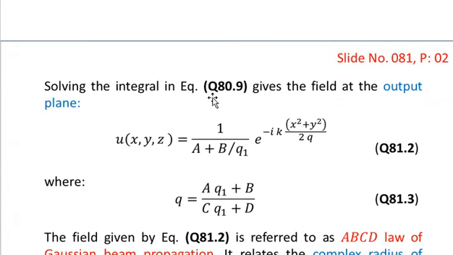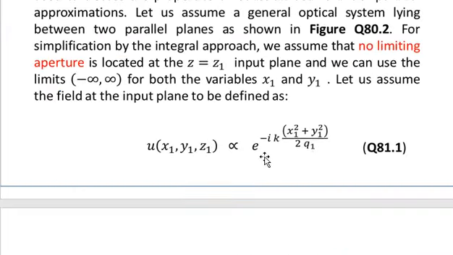Solving the integral in equation number 80.9 gives the field at the output plane. So this is what I have now written, the field in another form, that is u of x, y, z is equal to 1 over a plus b over q1 multiplied by e to the power iota k, and then multiplied by x square plus y square over 2q. So what is q? Q is related with q1, because I have defined q1 over here but not explained.